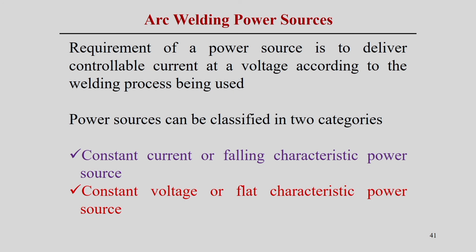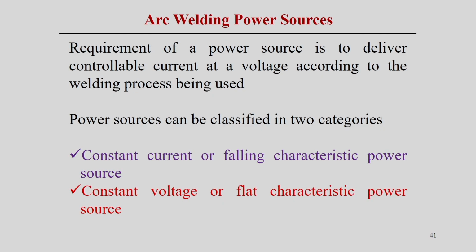That is called the characteristic of the power source, which is required to understand the common welding processes. Therefore, power sources can be classified into two categories specific to the welding process. One is the constant current or falling characteristic power source. We use this terminology, constant current or falling characteristic of the power source. Another one is the constant voltage or flat characteristic of the power source. Both can be used.